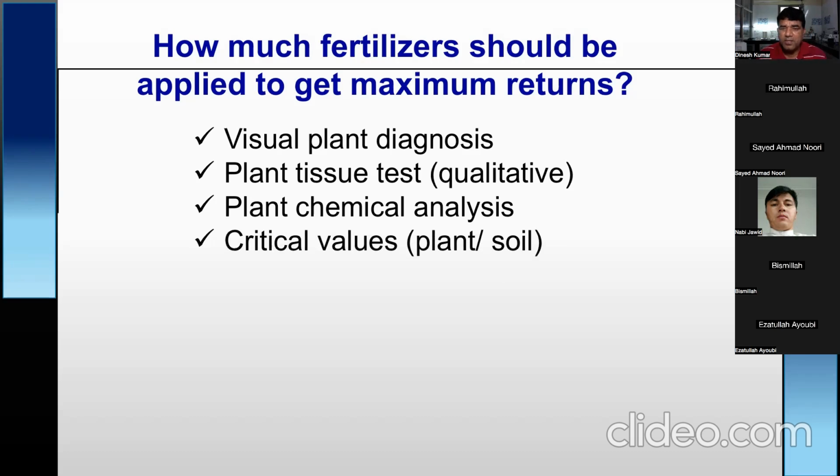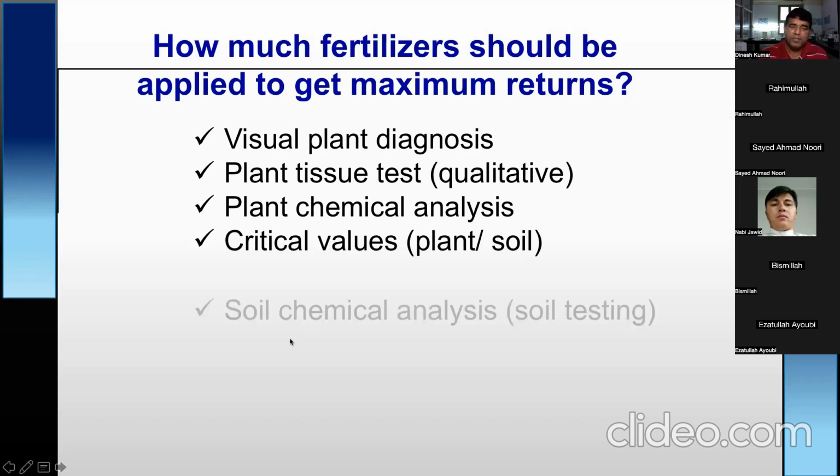But the problem is that based upon the critical level of nutrients, we cannot decide the exact quantity of fertilizer that should be applied. Simply by knowing the concentration of nutrients in plant or soil, we cannot recommend the doses of fertilizer. The doses of fertilizer are difficult to recommend based upon this.